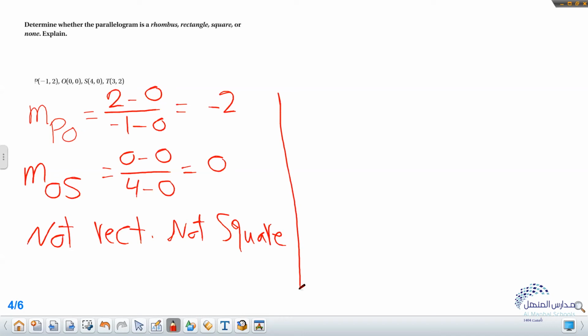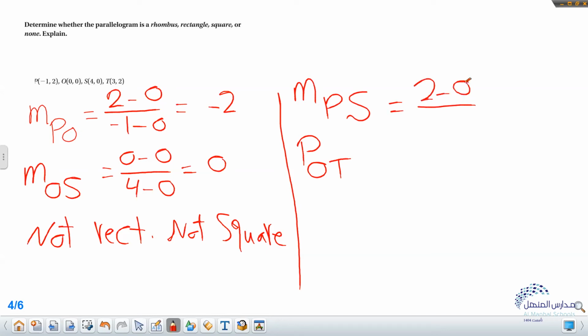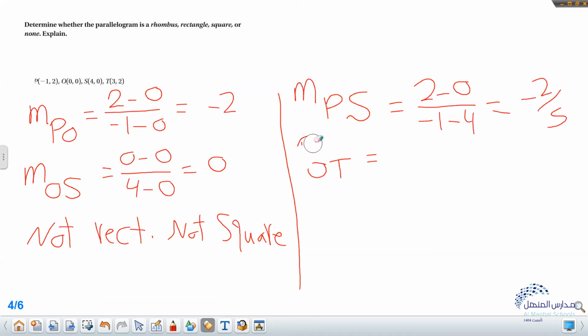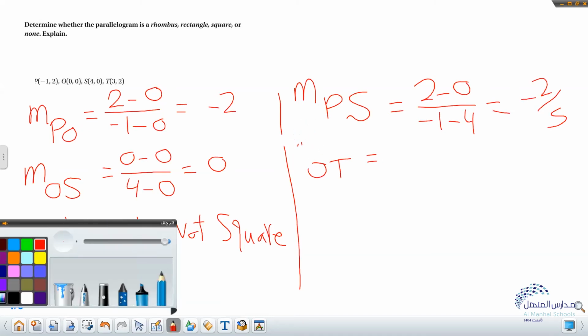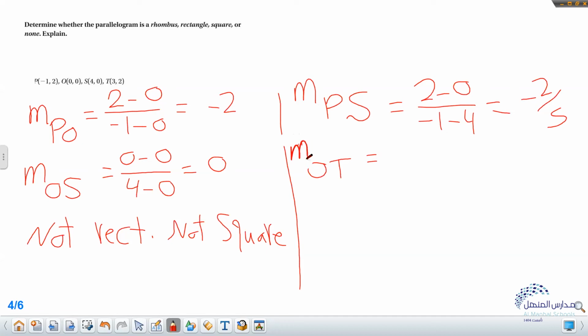Okay, let's go to the diagonals. Find the slope of the diagonals, the slope of PS and the slope of OT. The slope of PS equals 2 minus 0 over negative 1 minus 4. It will be negative 2 over 5. The slope of OT equals 2 minus 0 over 3 minus 0. It will be 2 over 3.